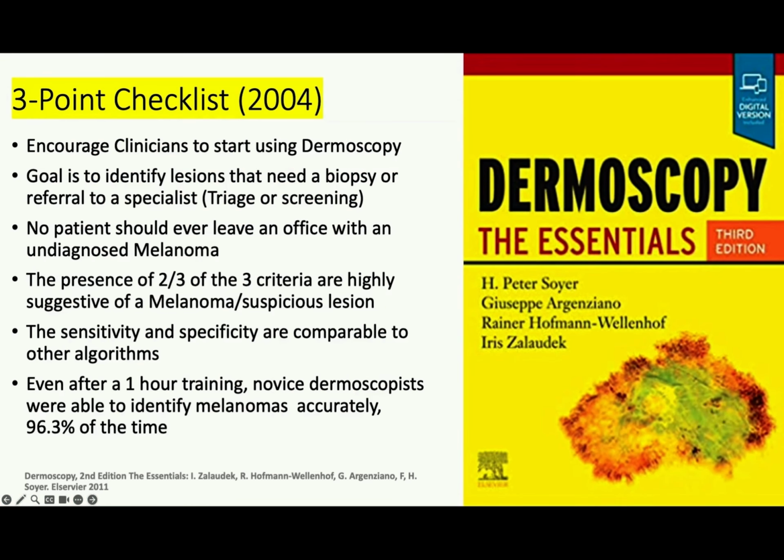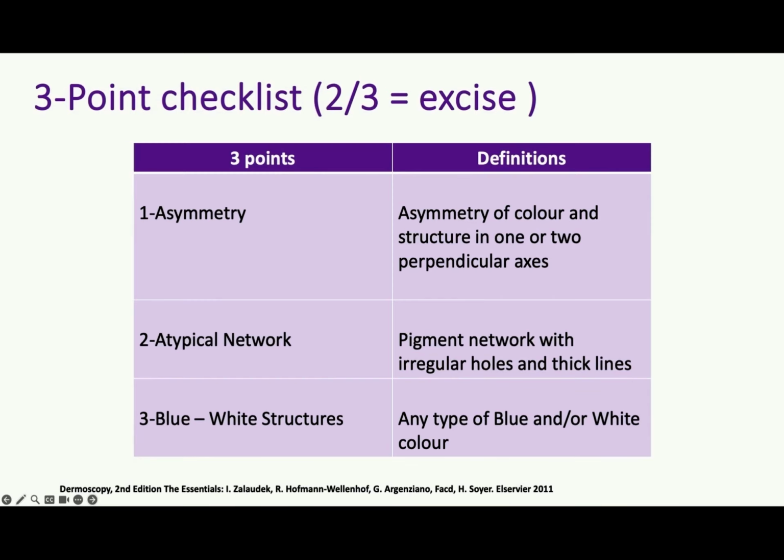The authors came up with this algorithm, first of all, to encourage clinicians to start using dermoscopy. The goal is to identify lesions that need a biopsy or referral to a specialist, so truly triaging them. No patient should ever leave an office with an undiagnosed melanoma is what the authors say, or their motto for this book. The presence of 2 out of the 3 criteria is highly suggestive of a suspicious lesion, and hence that should be excised. The sensitivity and specificity are comparable to other algorithms, and even after an hour of training, novice dermoscopists were able to identify melanoma accurately 96.3% of the time.